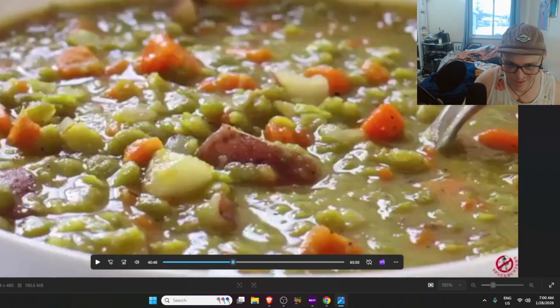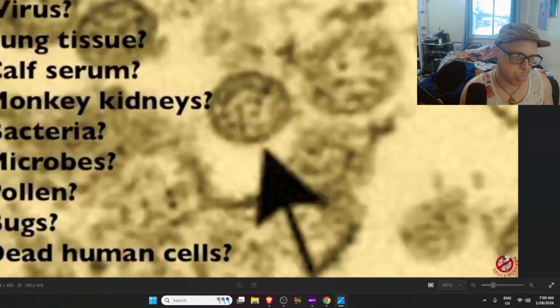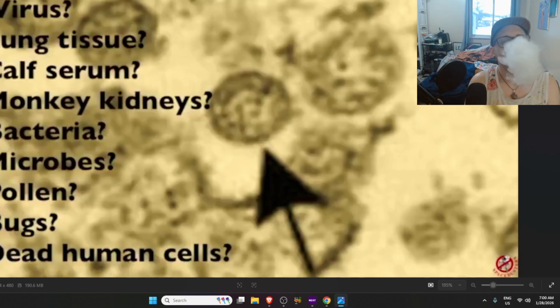How it congeals and becomes like a snot. That's what it sounds like. Genetic material. So you can't even say where that particle came from. Is that particle from a virus? Is it from the milk? Lung tissue? Monkey tissue? Bacteria? Plant pollen? Calf broth? Who knows?